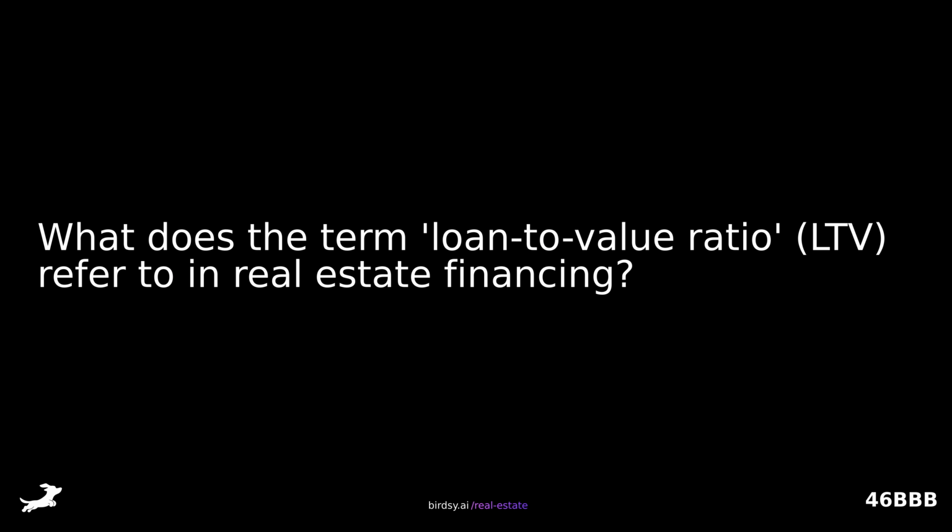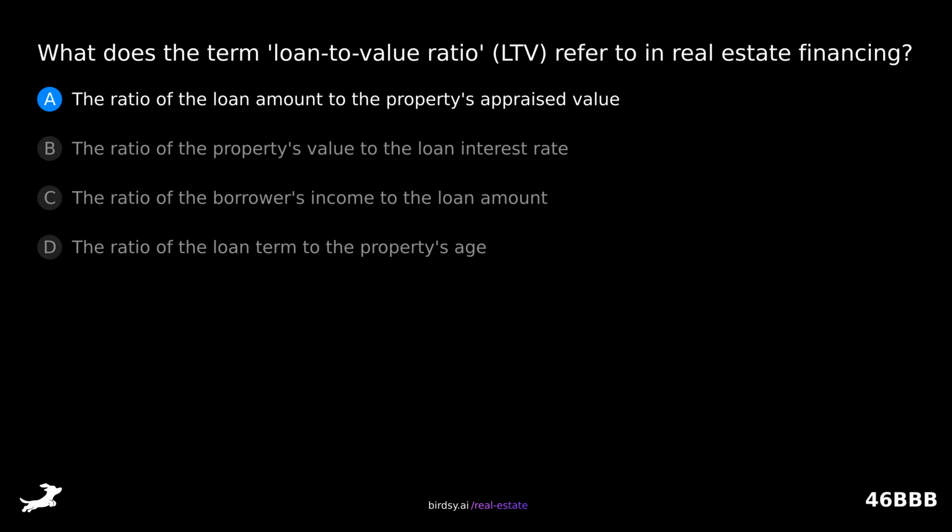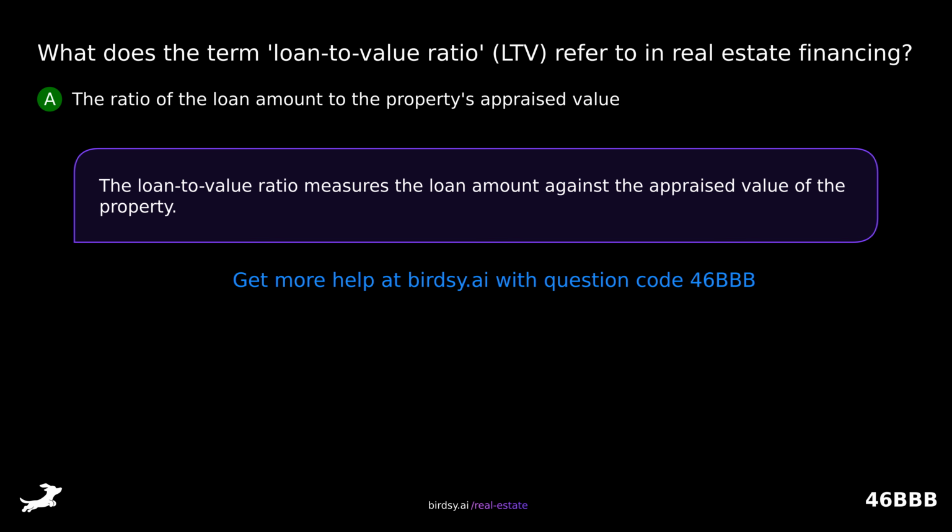What does the term loan-to-value ratio refer to in real estate financing? Is it A, the ratio of the loan amount to the property's appraised value, B, the ratio of the property's value to the loan interest rate, C, the ratio of the borrower's income to the loan amount, or D, the ratio of the loan term to the property's age? The answer is A, the ratio of the loan amount to the property's appraised value. The loan-to-value ratio measures the loan amount against the appraised value of the property.